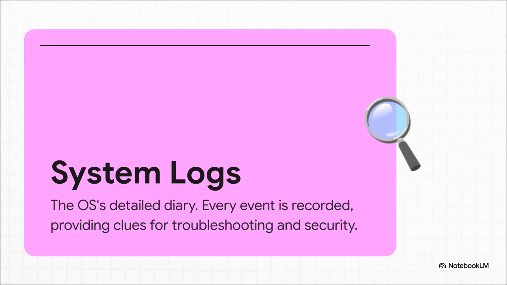The other secret weapon? The system logs. Think of it as the OS's personal diary. Every single time someone logs in, or an application crashes, or some security event happens, it gets written down. So when something goes wrong, these logs are the very first place a technician looks to find the root cause. It's like leaving a breadcrumb trail to the source of the problem.